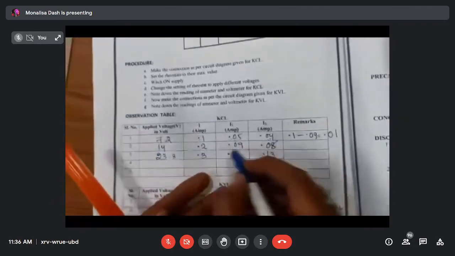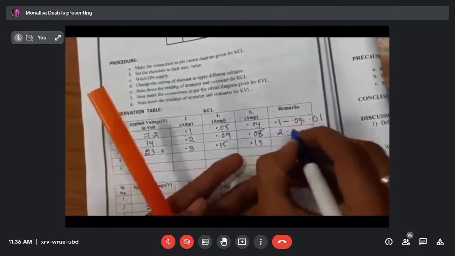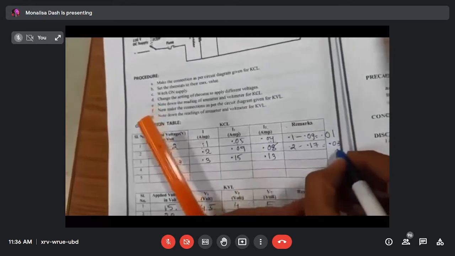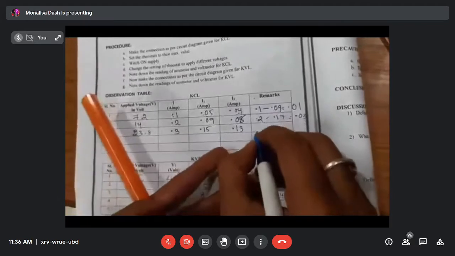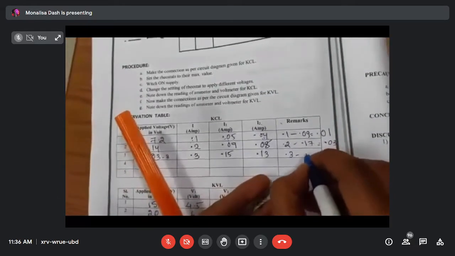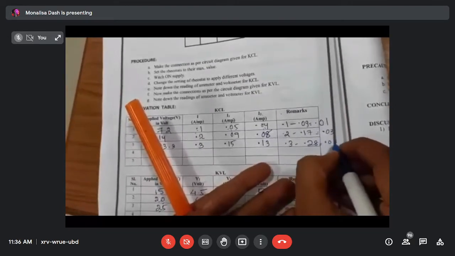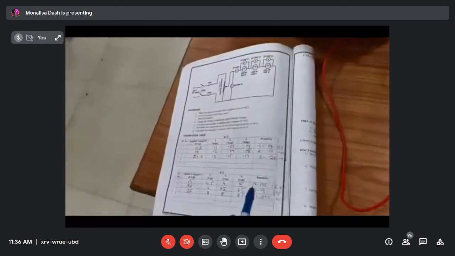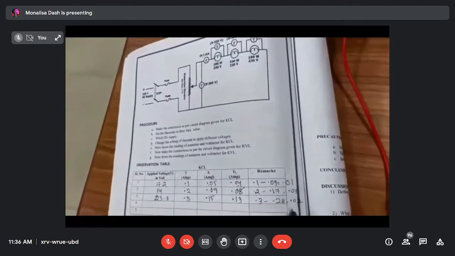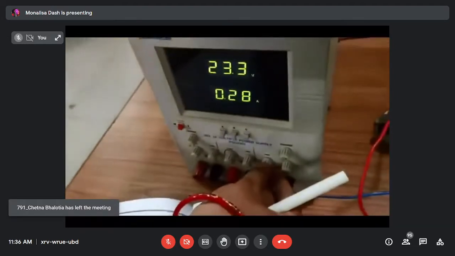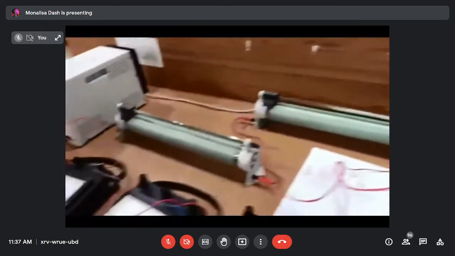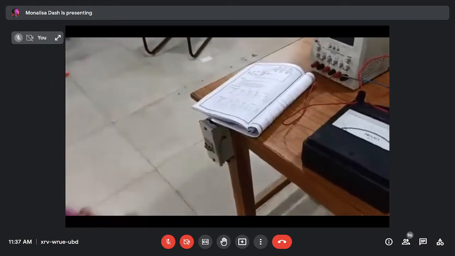In the second table, 0.2 minus 0.17 is 0.03, this 0.03 is the error. So in the third case, this is 0.02, this is the error. Now KCL is verified. Now we shut down our supply, take it to the zero position, switch off the AC supply, then switch off the MCB. Thank you.